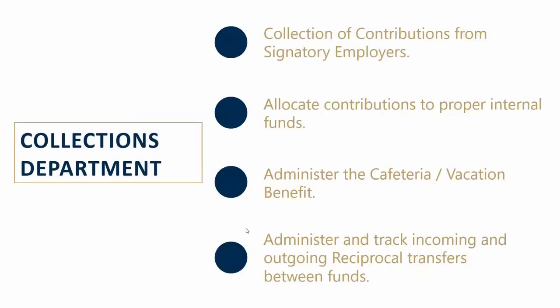So what do we do here at collections? As is stated in the name, we make sure that the contributions come in from signatory employers, from union contractors. We make sure that money goes to the proper funds. We also handle the cafeteria and vacation benefit, and we administer and track all reciprocal hours. If you ever work out of area in a different location and benefits are paid to an outside fund, you fill out a recip form, and we make sure that those hours come back home. We'll get into all of these in a little more detail.